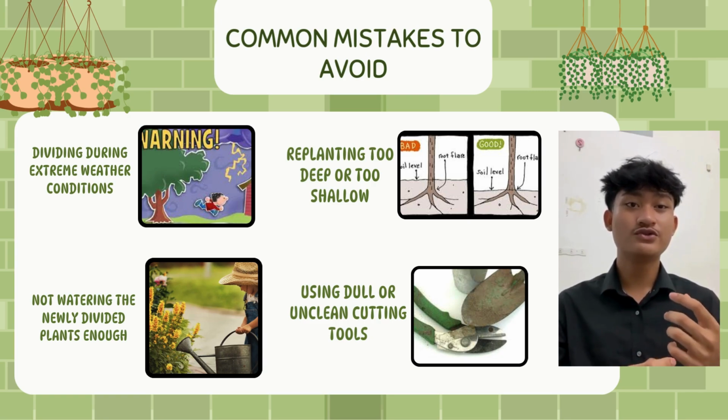Moreover, we should also avoid not watering the newly divided plants enough, to prevent roots drying and wilting. This is a very important step because newly divided plants have a damaged or reduced root system, making them more vulnerable to drying out. So we should keep watering them to prevent this from happening.